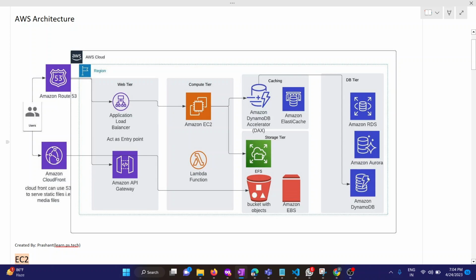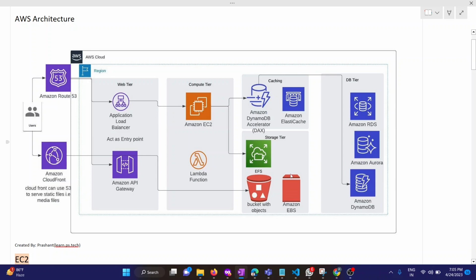Then comes the part of DynamoDB or Aurora or RDS. So when a database query or some interaction with the database is happening, this DB tier comes. So why am I showing you this architecture? I am showing you how AWS services work in different tiers. In our web tier we can use application load balancer, in the compute tier EC2, for caching DAX, ElastiCache or EBS, and then the DB tier.